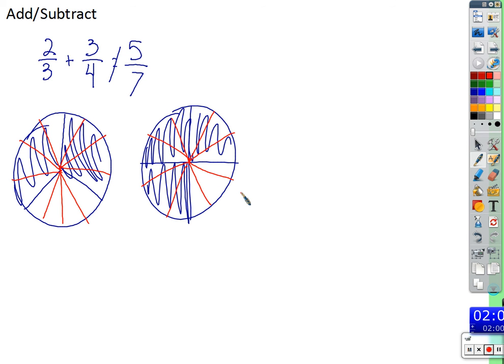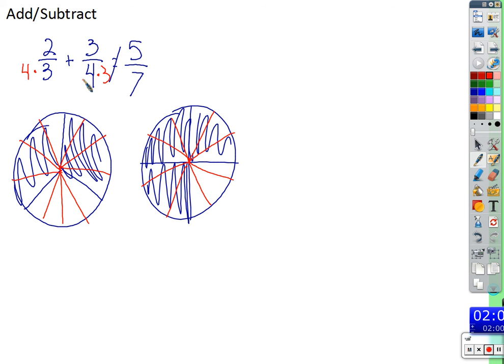And then you gotta change the top number, because you're making them into 12 pieces. That means you're gonna need more pieces for the top one to be the same. So you're gonna multiply this by 4, and this by 3, so that they can both be made up of the same size pieces. So we're just comparing apples and oranges, basically, right? Comparing the same thing to the same thing.